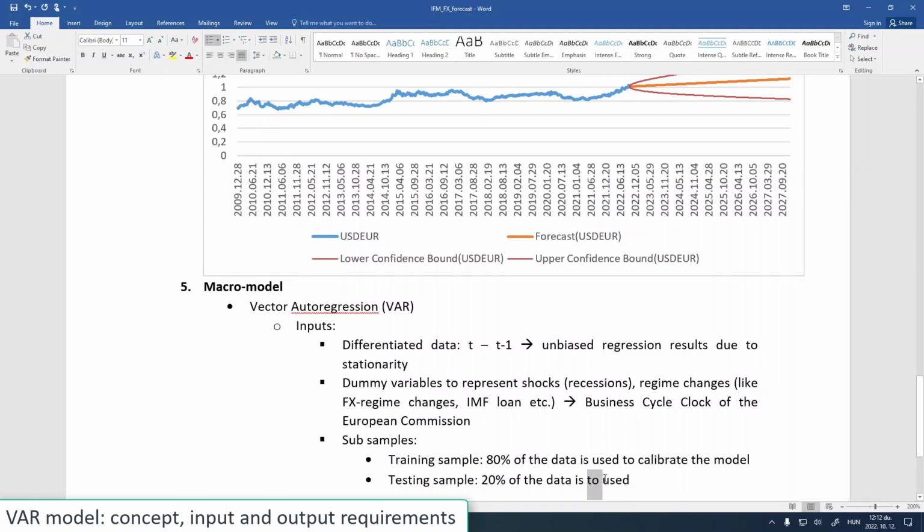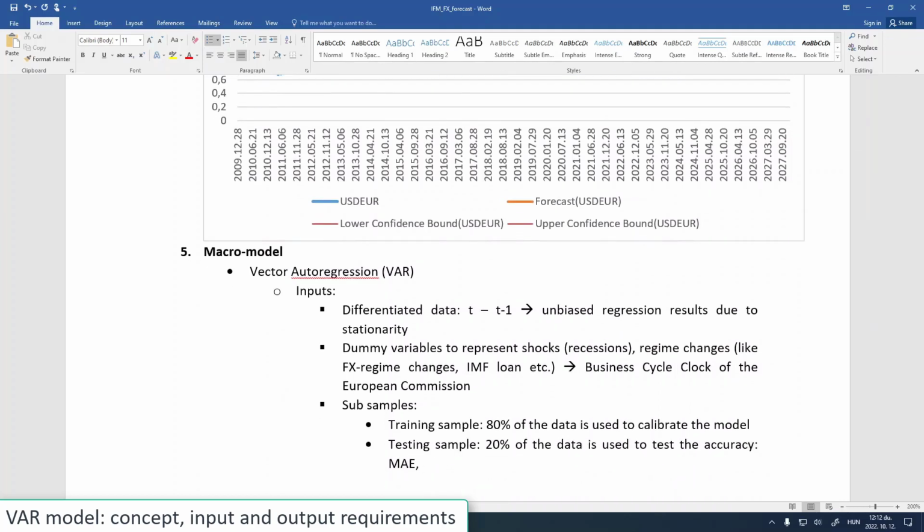It is used to test the accuracy. So in this case we have quite simple targets here. We would like to maintain the stability of the expected value, so that's why the MAE, and also we would like to minimize the volatility or the standard deviation, so RMSE values.